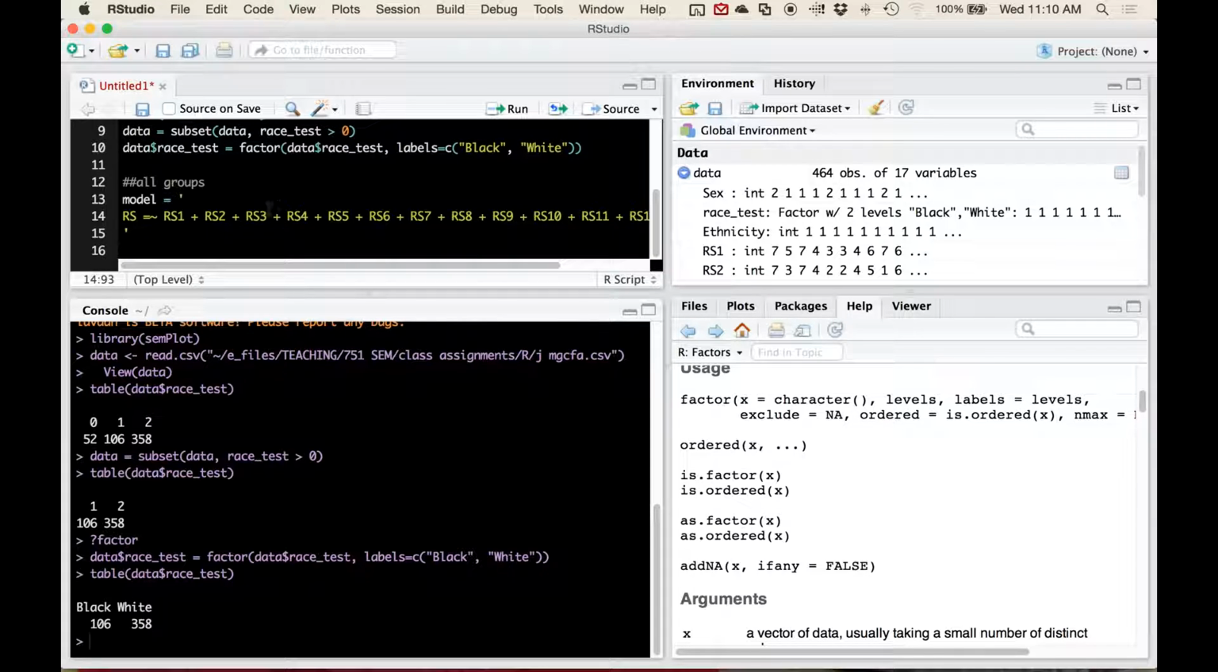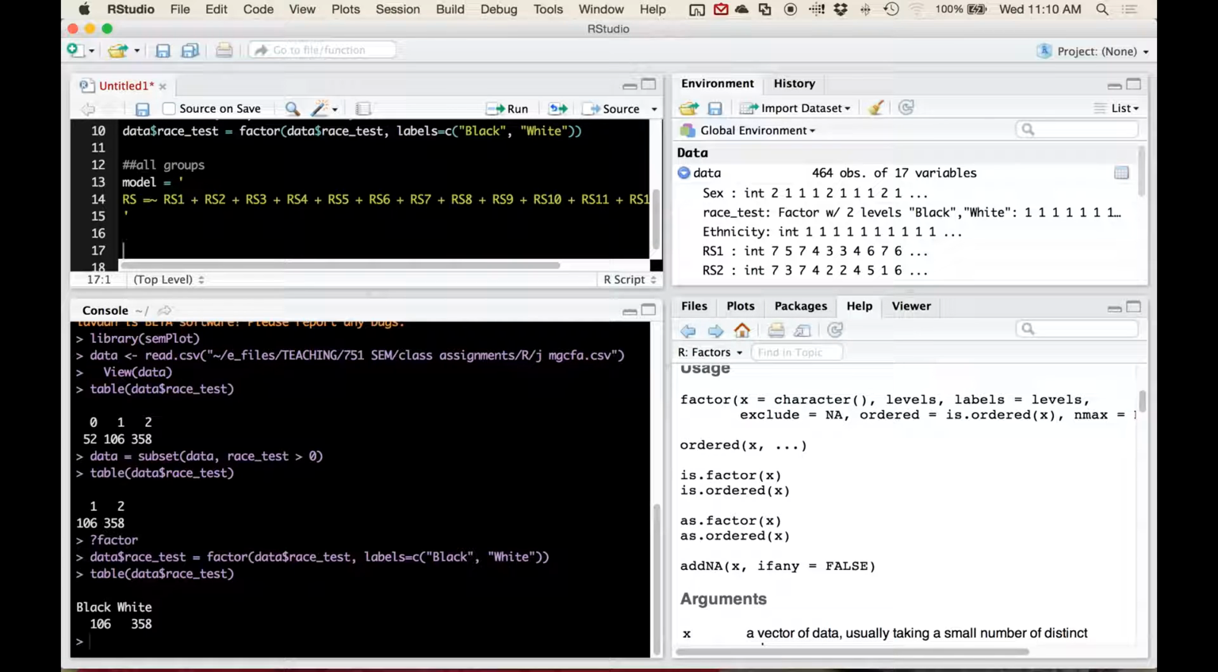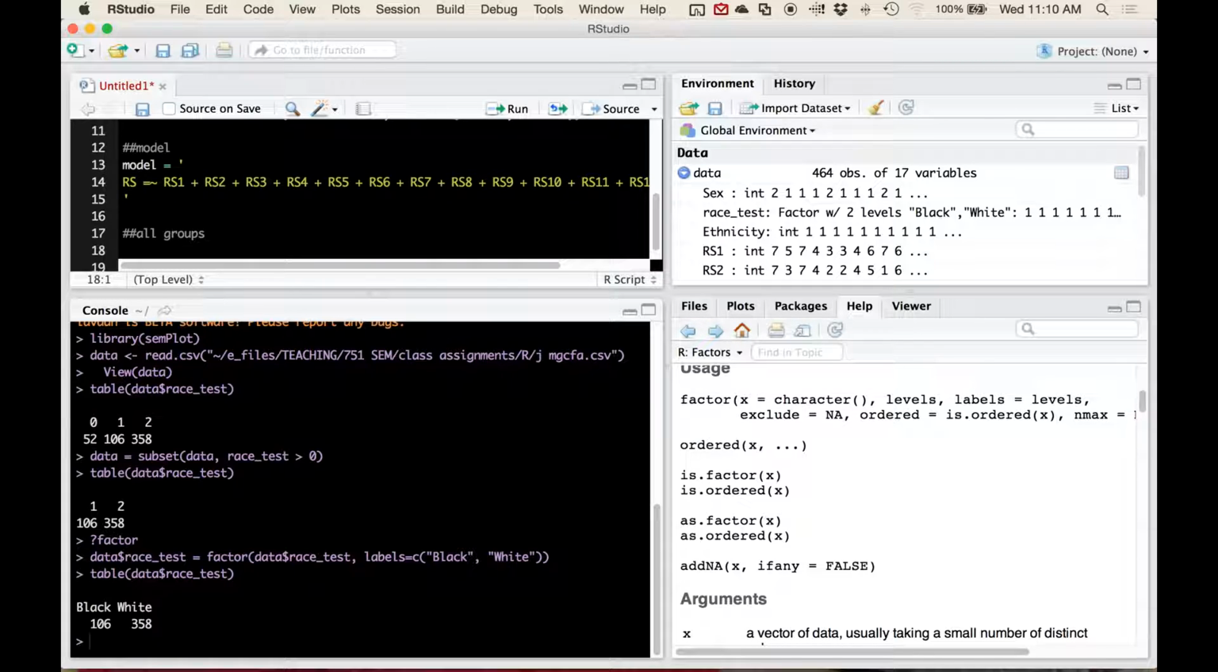And I can check and make sure that looks okay in a minute by creating a picture of the model. So this I shouldn't label as all groups. I should just label this as the model. The model isn't going to change throughout this analysis. We're going to change the way the model is constructed. So the first thing we're going to do is all groups together, ignoring the distinction between black and white. So let's call this all groups fit.